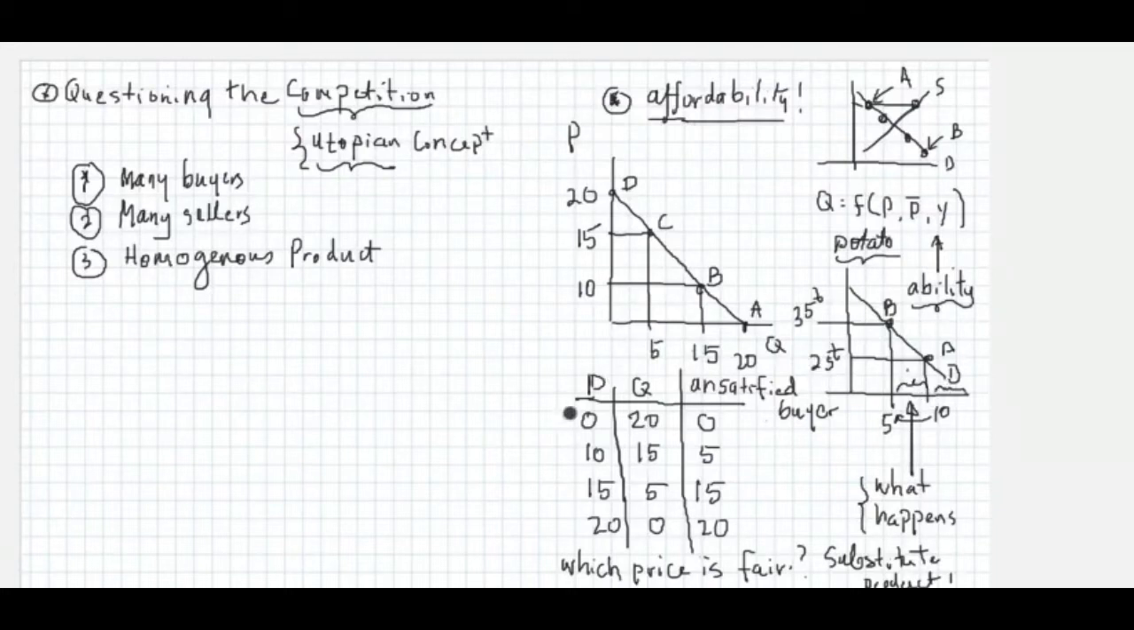So what will be your answer as an economics student? Wait a minute. If I was looking at unsatisfied buyers, this would be the best price. You have to give a criterion, right? And if I say no, 5 versus 15, what is your criterion to choose between 5 versus 15?